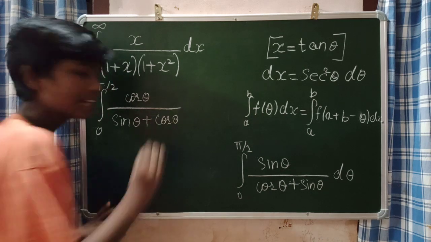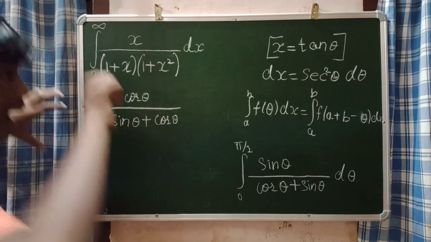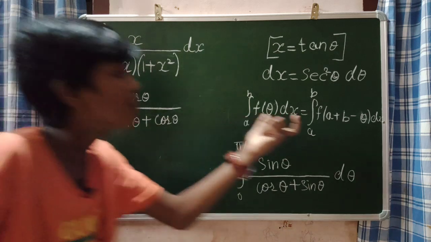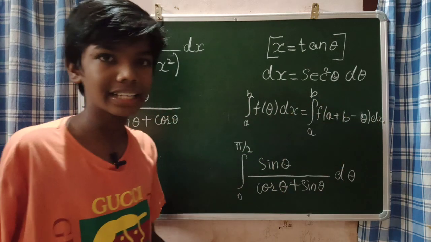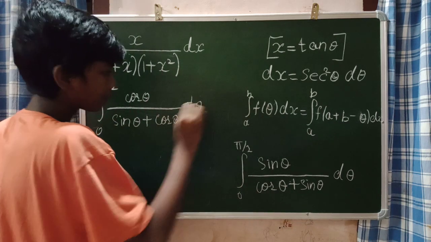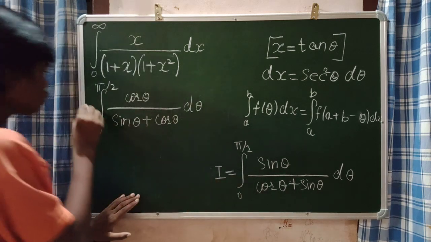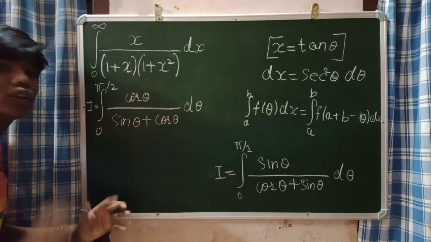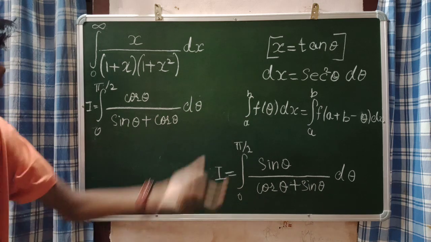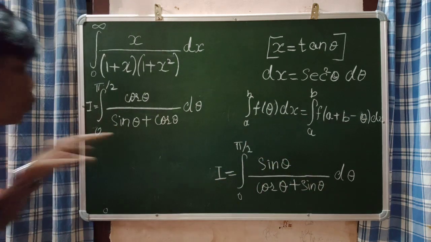That's all. We just use our King's rule and convert it into another integration of f of a plus b minus theta of dx. This is what I did. Here also d theta now, guys. Now we know that this is equal to I, which means this would also be equal to I, because that is what you learn in King's rule. Because these two integral forms are equal. So if this is I, this is also I.